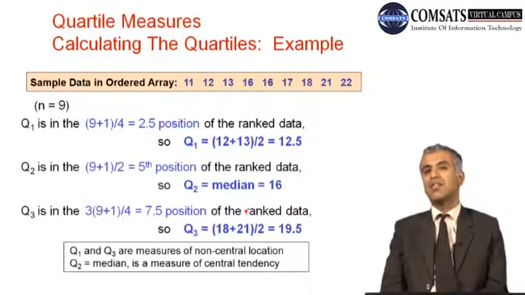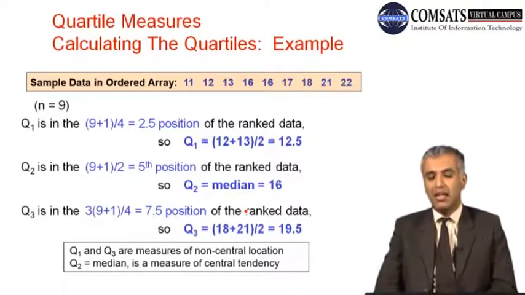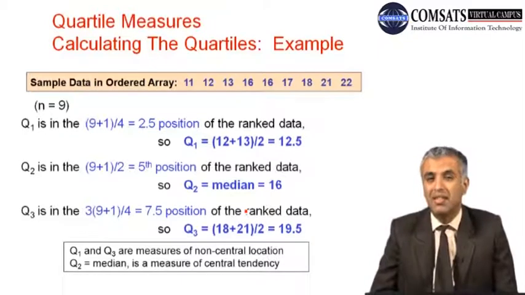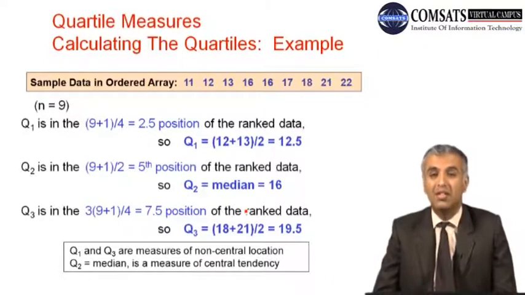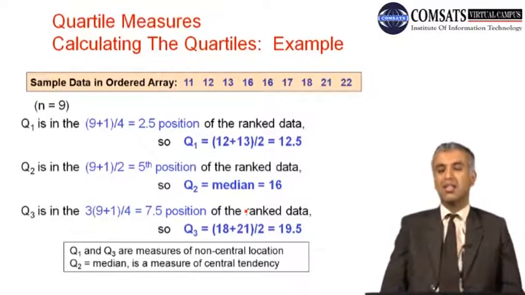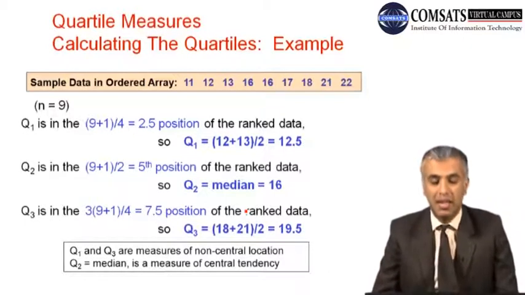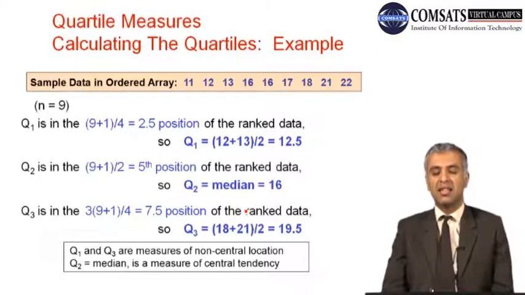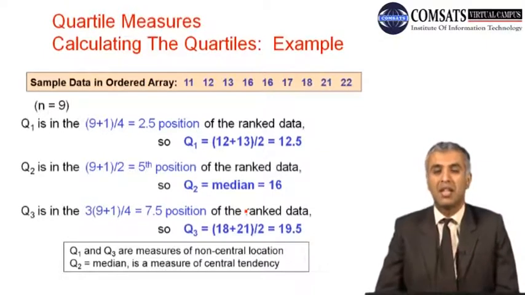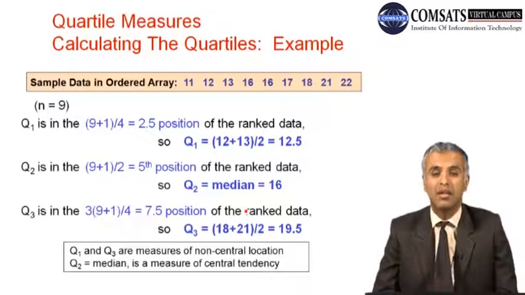Now here, as n is 9, we put the value of n here, and then we find out that the value which would represent this quartile is in the fifth position, and in the fifth position we can see that Q2 is the median, which is 16. So in this way we calculate the middle Q2 value, and likewise in terms of Q3 we can see that the relative position of that data can be calculated.